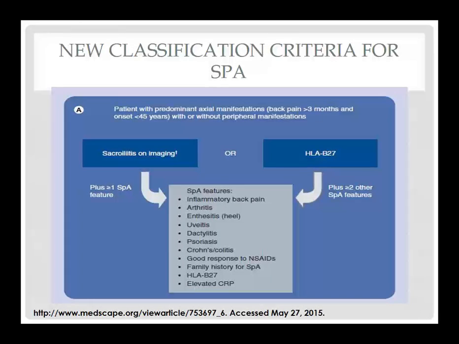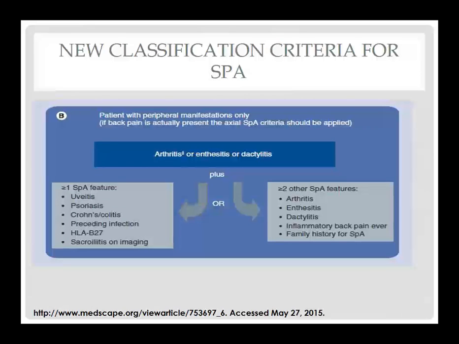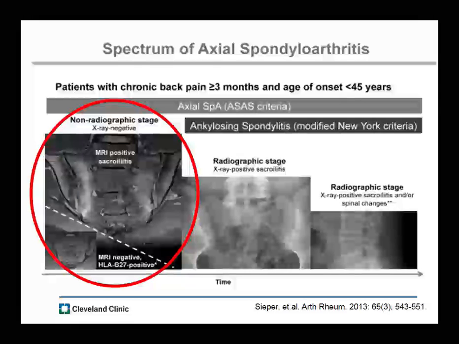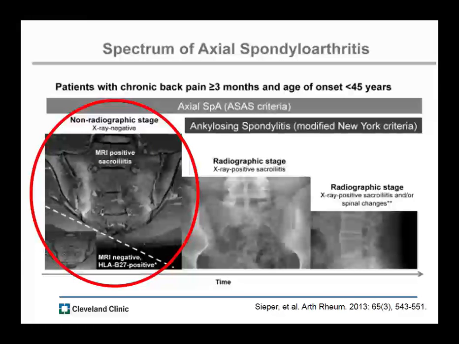So instead of waiting for some radiographic change, this classification criteria allows you, even if you don't have imaging, to go to the other arm, and if you have HLA-B27, you can have one of these two SpA features in order to qualify for the disease. If you only have peripheral manifestations, then you follow this algorithm where you have arthritis, and then you need either greater than one SpA feature or greater than two SpA features in the other column, and I'll go through some examples. So there's a wide spectrum which has led to all these different classification criteria.